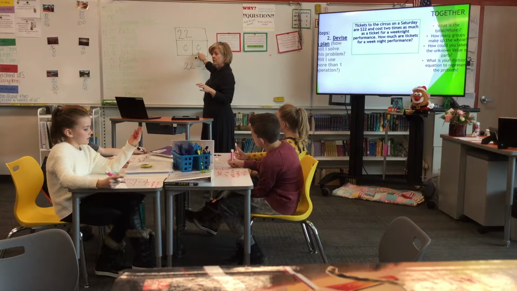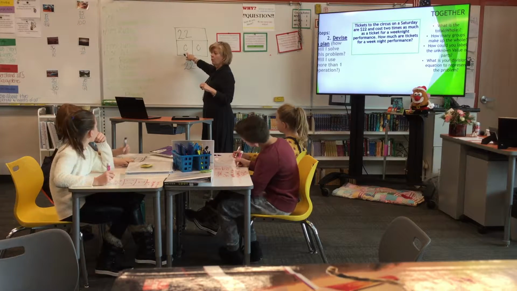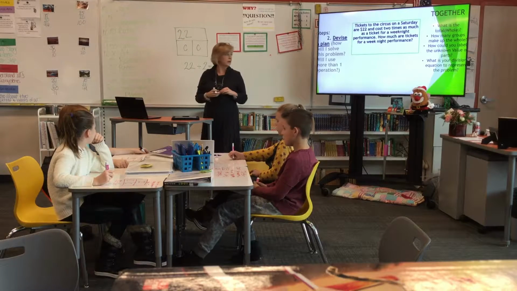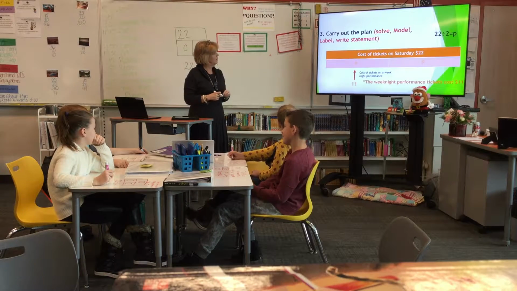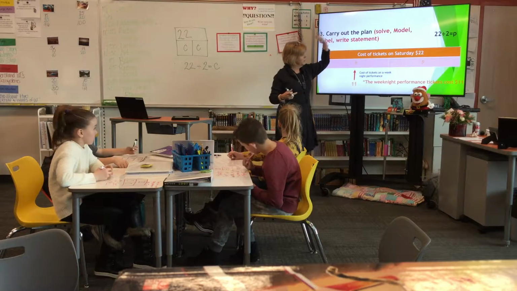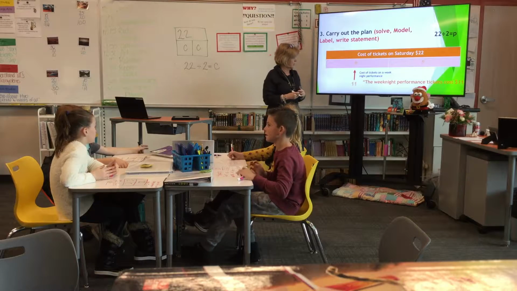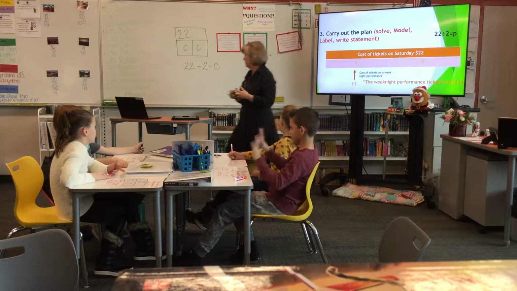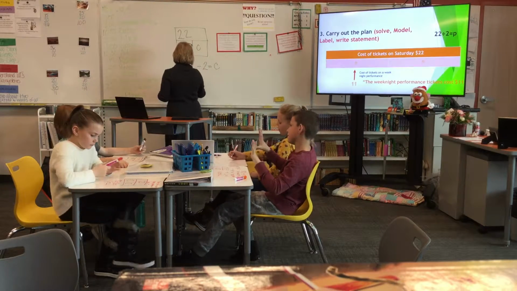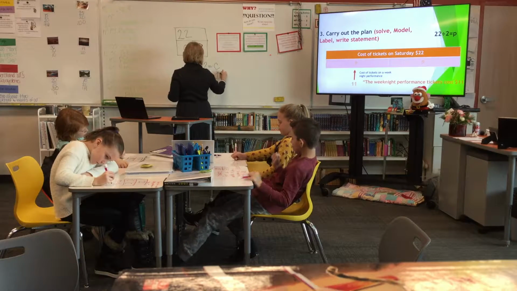Equals C, right? We don't know what these are, right? Okay. Now I'm going to carry out the plan. So there's theirs. 22 divided by 2 equals, they have P, I have C. Doesn't matter. What's 22 divided by 2? 11. 22 divided by 2 equals 11.